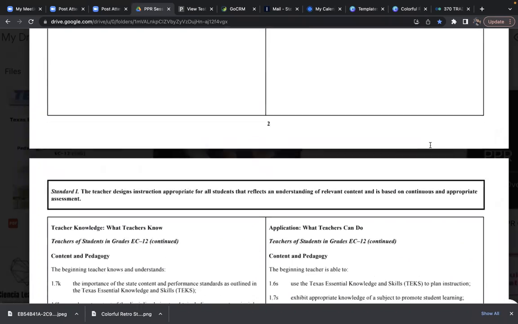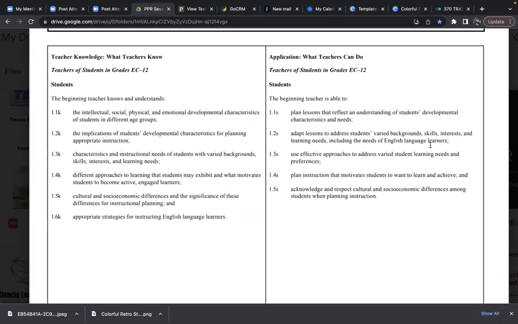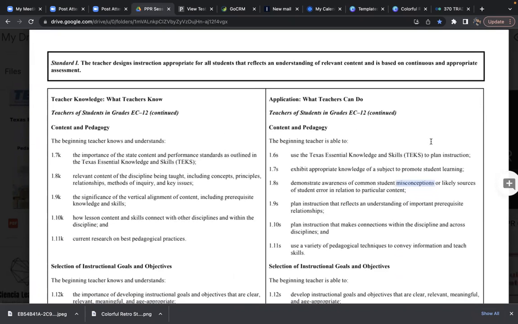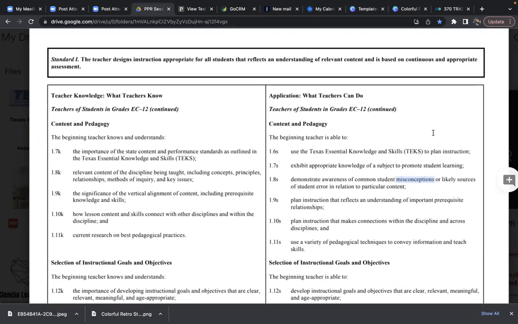So domain 1. It's all about students first and foremost, what we know about our students and how that affects our planning. What we know about the curriculum, what we know about the state TEKS, what we know about what is a common misconception for many things, and how to plan to make connections across disciplines.